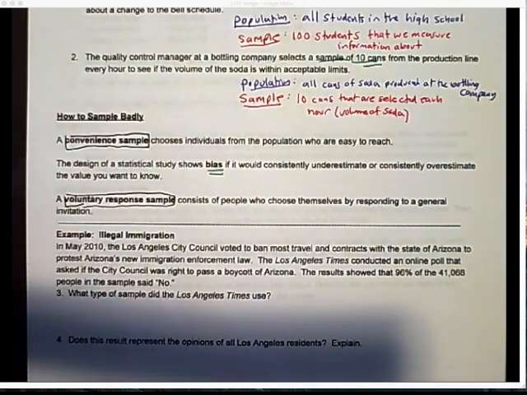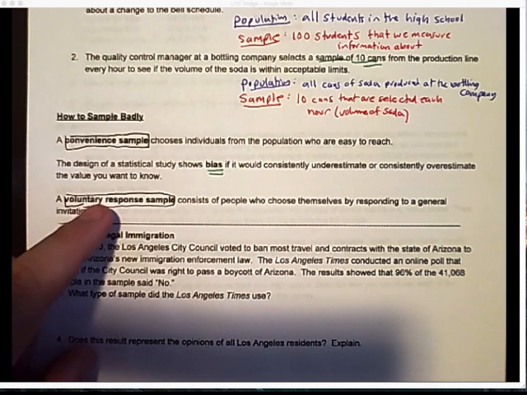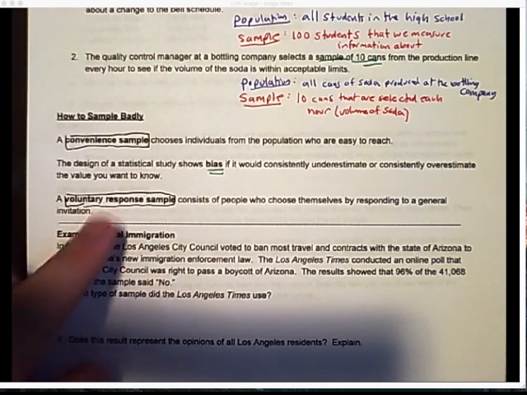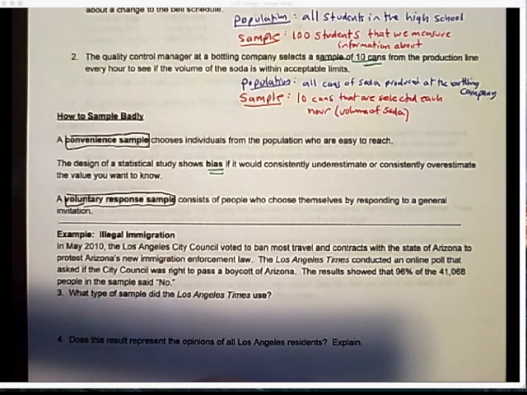Consists of people who choose themselves by responding to a general invitation. A lot of times where you see this is in news programs. If you watch the news and it asks you to give your opinion on something, like a poll, do you favor this or that? They give people the choice to be in the sample by responding to a social media invite, a telephone number to call, or an online poll.